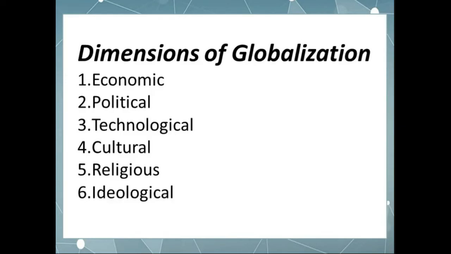Okay, so after knowing the history of globalization, let's now move forward to the dimensions of globalization. We have economic, political, technological, cultural, religious, and ideological. So let's start with economic.